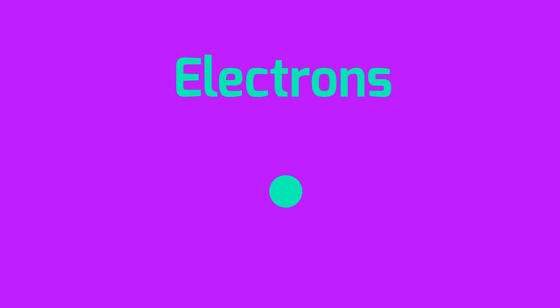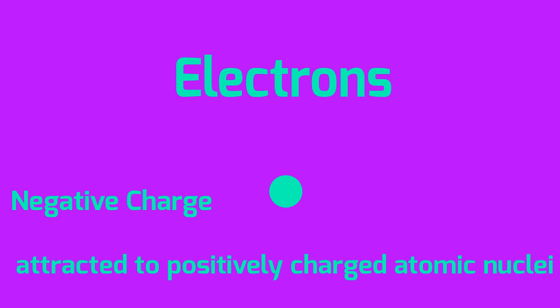Electrons have a negative charge and are repelled by any other electron. They are also attracted to the positively charged nuclei of atoms. This is why you see electrons around nuclei.